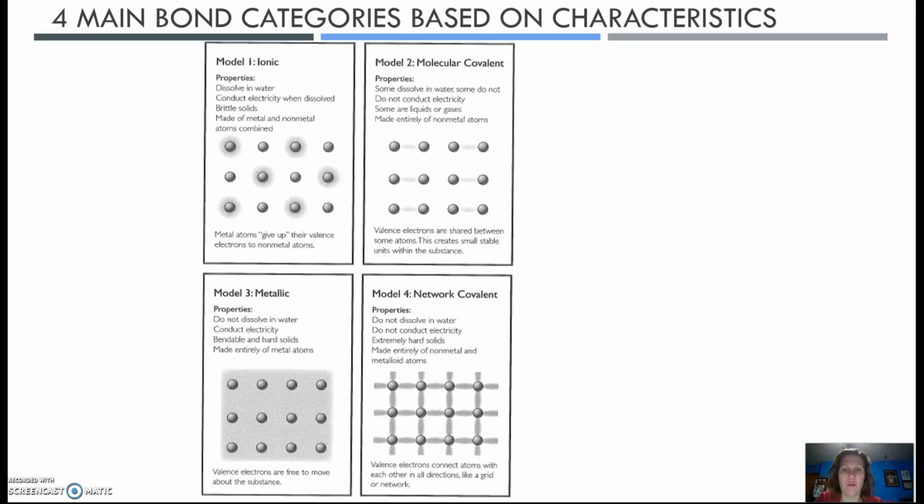behave, whether they dissolve or whether they conduct electricity. That's it. Had we been in school, we would have done this lab and seen if things dissolved and whether they conducted electricity. So here are really the categories.